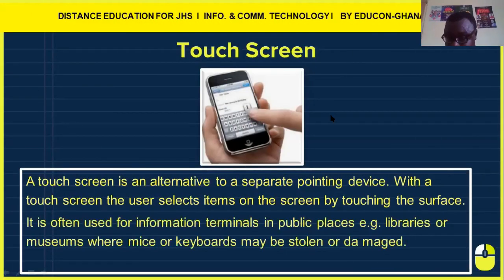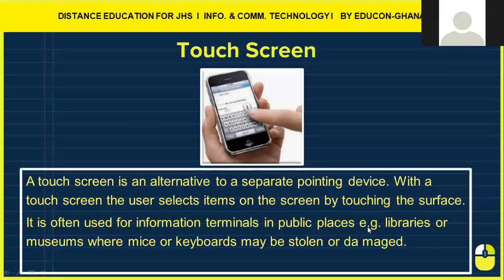Now, the touch screen is not the hand you see over there. It is the surface of the device. It is an alternative to a separate pointing device. This one, you don't have a pointing device like the mouse or the trackball. It's part of the device you are using. You need only to touch a surface. The user selects items on the screen by touching the surface. It's often used for information terminals in public places like libraries or museums, where mice or keyboards may be stolen or damaged. So we prefer to use touch screens in public places, because if you put a mouse there, people can steal. So touch screens are mostly preferred in those places.